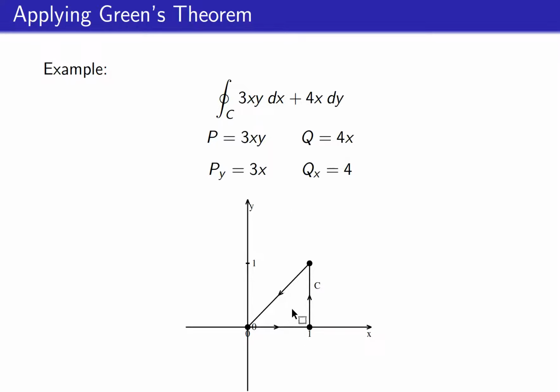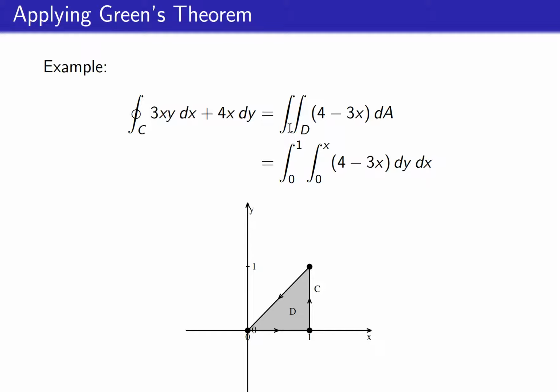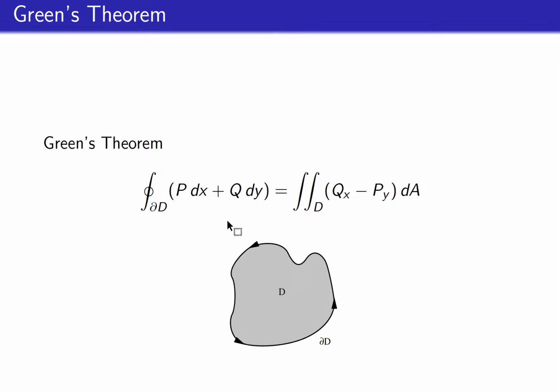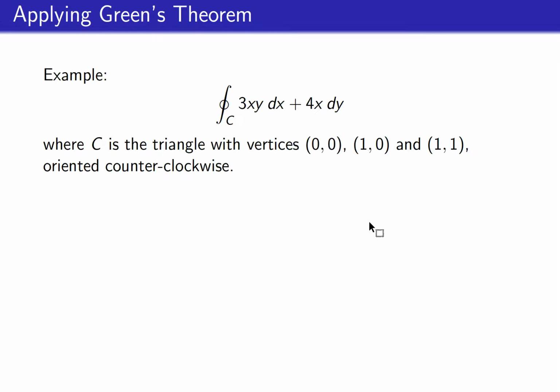I'm going to integrate it over this region inside here. So this is going to just become the double integral of 4 minus 3x over this region here. That's what Green's theorem would say. Instead of doing this, do this. And of course, we just do the double integral.